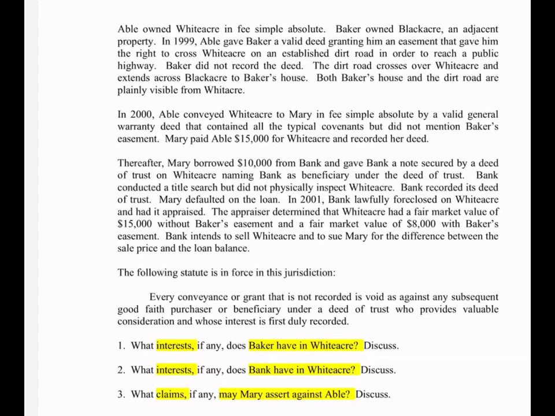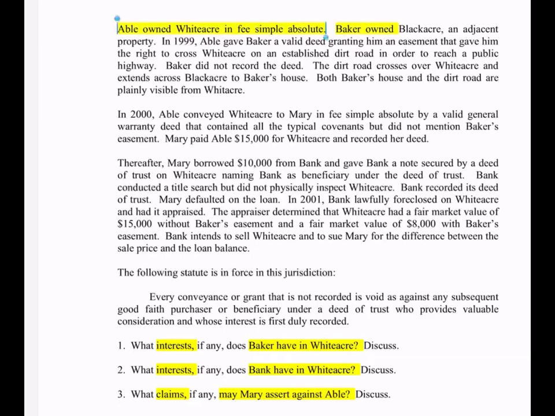Abel owned Whiteacre in fee simple absolute. Now, if I have time, I'll define fee simple absolute. I'm rather slow at writing answers, so I may not have time. Baker owned Blackacre, an adjacent property.